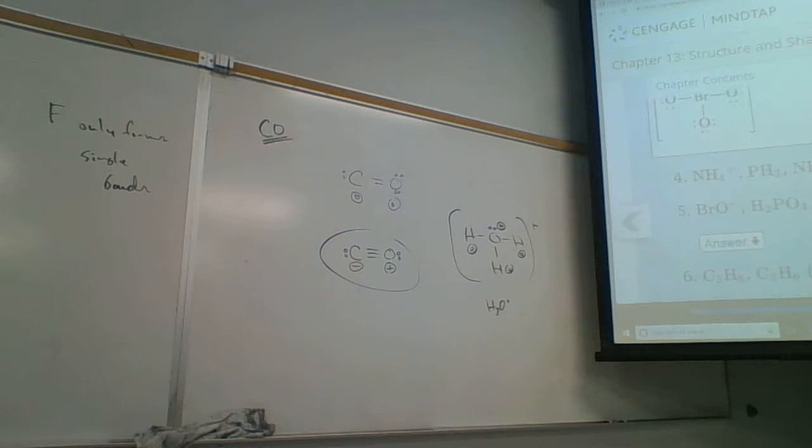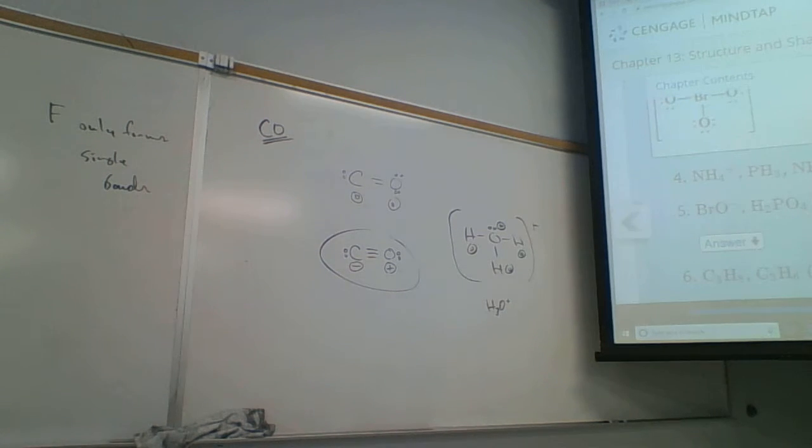Let's do some more here. Let's go on to number 4. NH4 plus, what's that? Ammonium. So we'll go through these quickly. Ammonium, nitrogen's 5, 4 hydrogens, it's 4 electrons, and then a +1. When we have a +1 charge, do we remove an electron or add an electron? We're going to remove an electron, so -1 electron. So this gives us a total of 8 electrons.